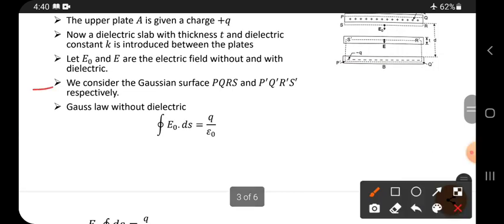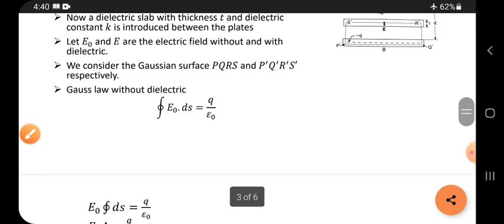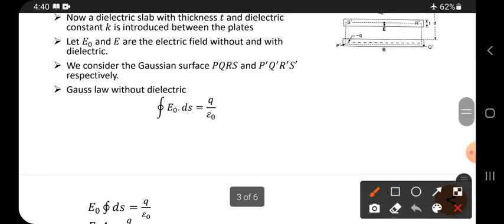We consider a Gaussian surface PQRS and another Gaussian surface P'Q'RS. This is one Gaussian surface and this is another. One is without dielectric, the other is with dielectric. First, without dielectric, I am going to apply Gauss law for the A plate.